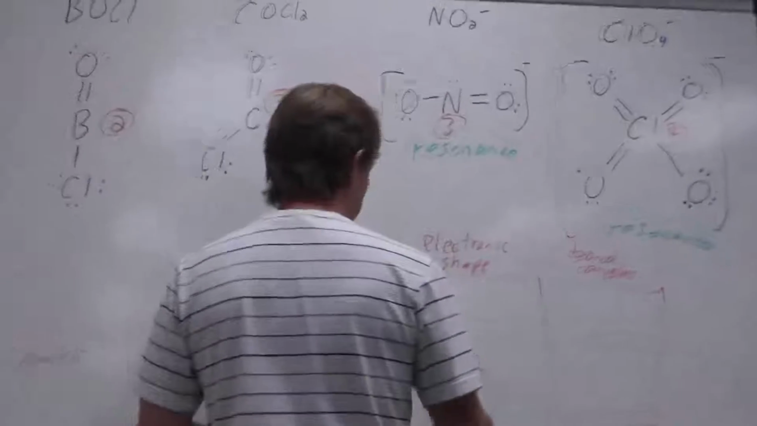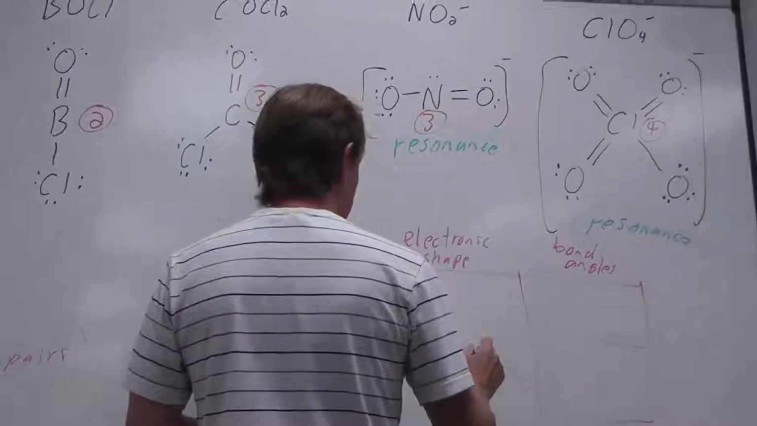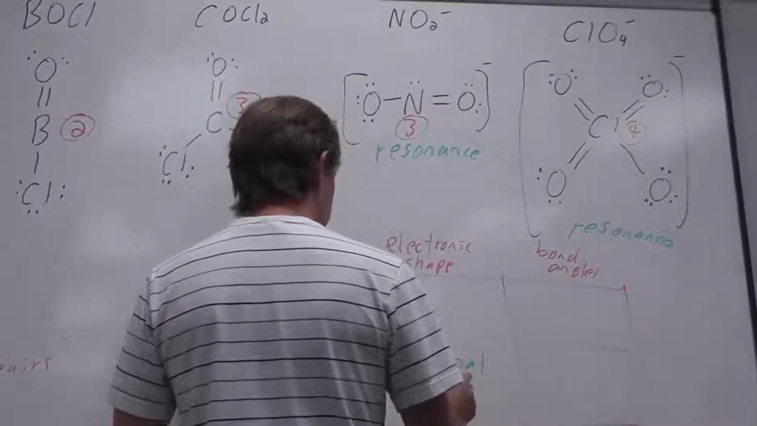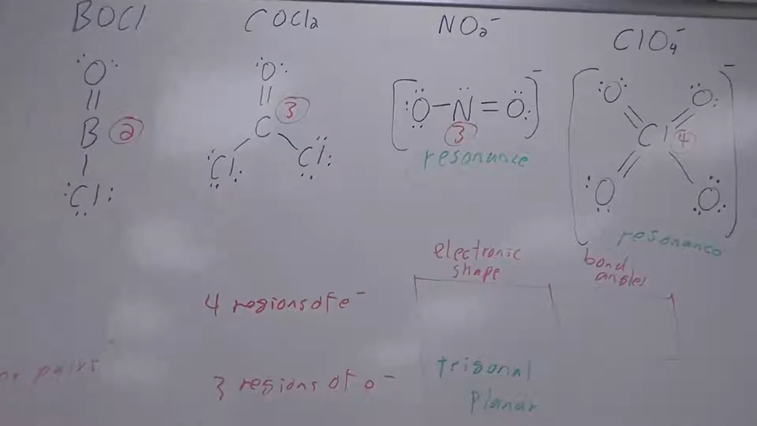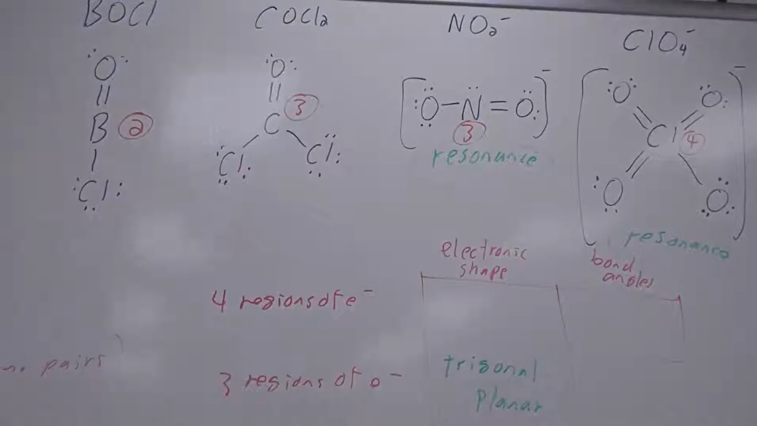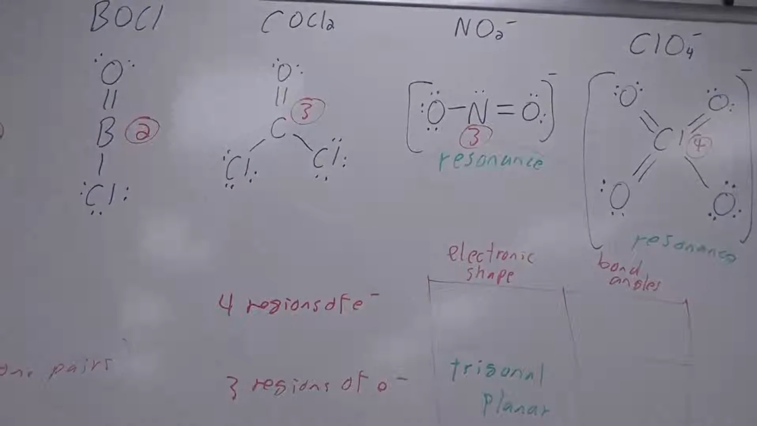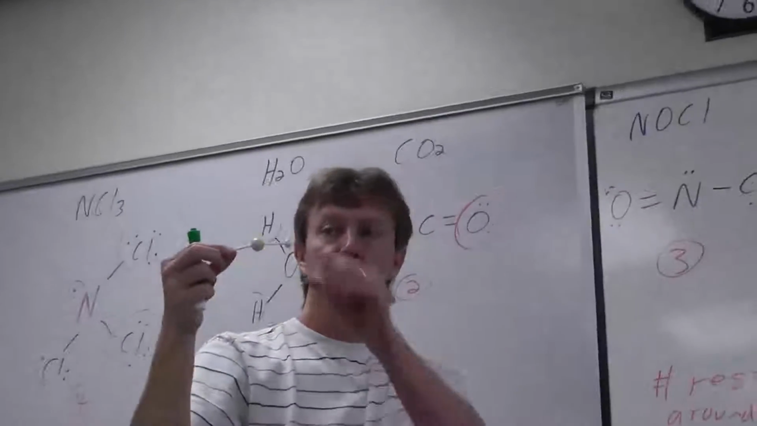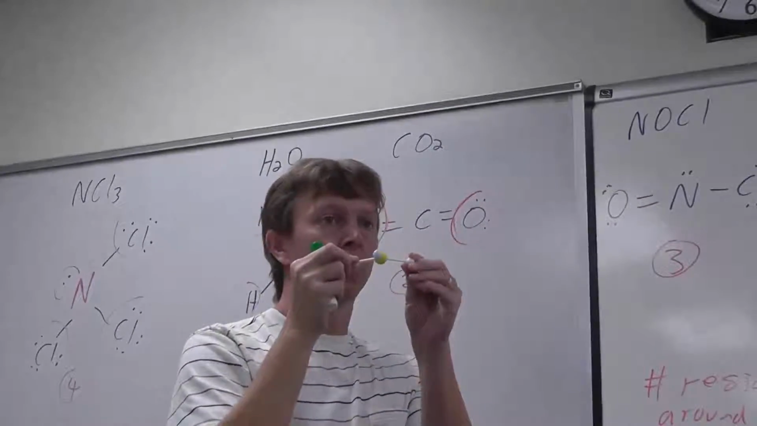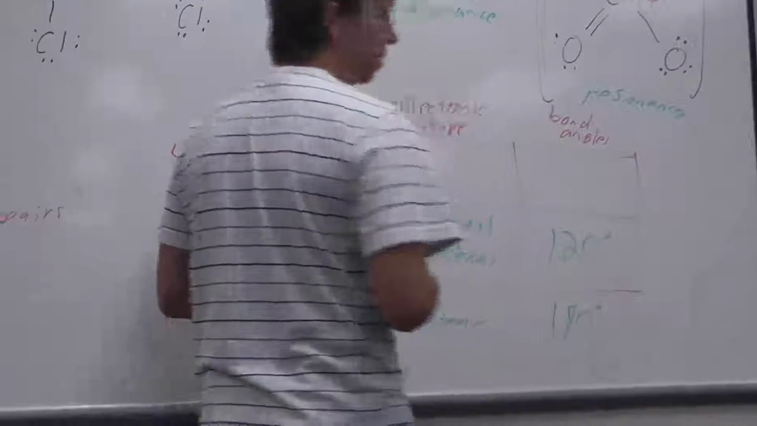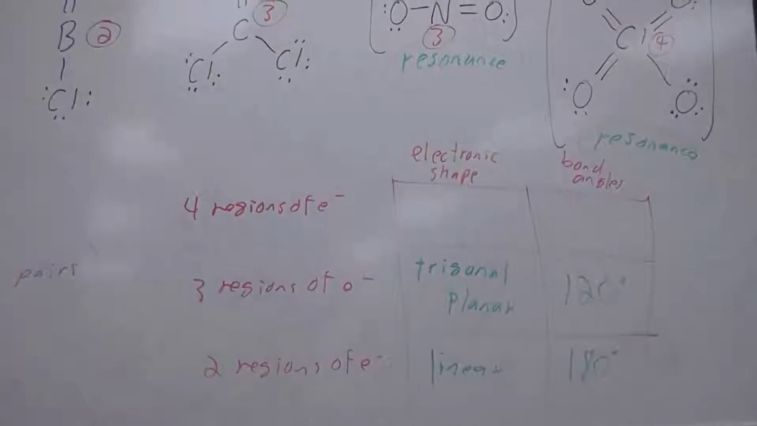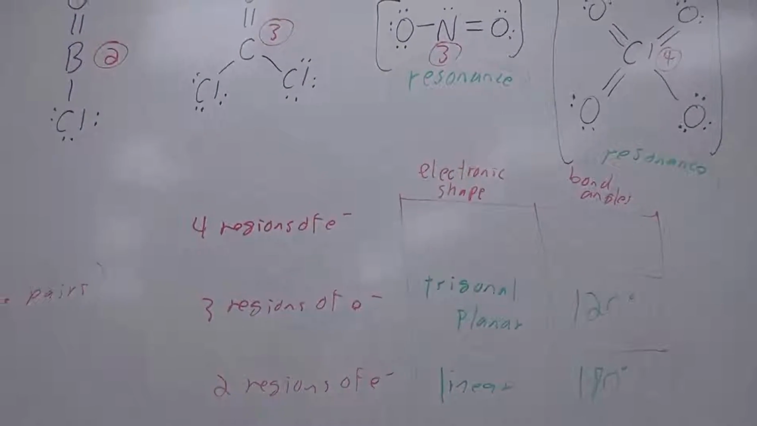Electronic shape is called trigonal planar. Planar meaning all the atoms are in the same geometric plane. It doesn't look like it like this, but if you turn it on its side, then all the atoms are in the same plane. So it's triangular with all the atoms in the same plane, and that's going to be 120-degree bond angles. And as we start these models around, what's coming around is the trigonal planar model.